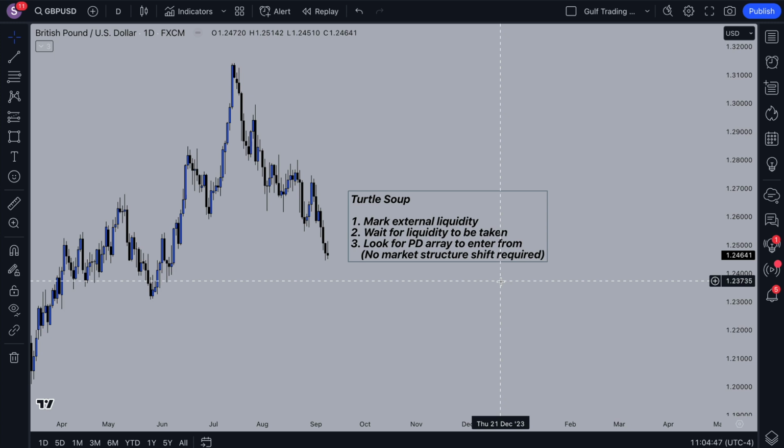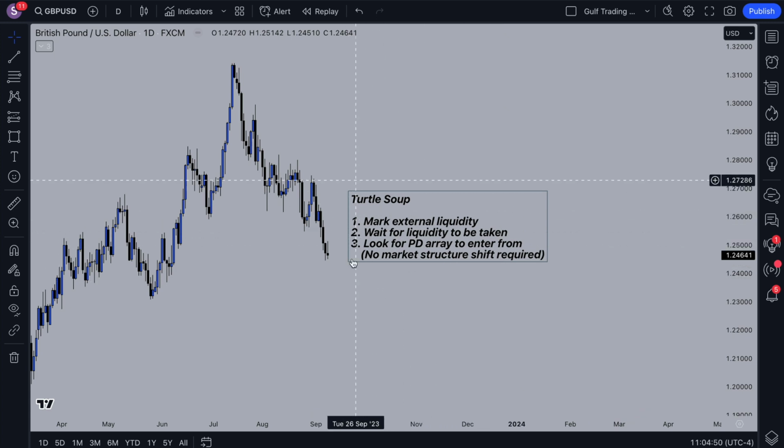But this video is going to be specifically on ICT's Turtle Soup. These are the kind of rules that I've made for it, and I'll go into them in more detail in textbook setups and chart examples to give you a full understanding of the strategy, how you can use it to your own liking to then take trades and become profitable.